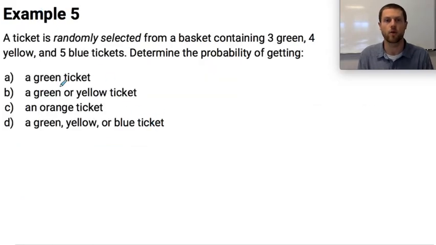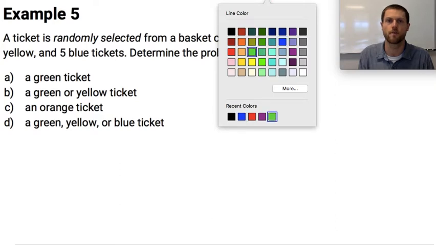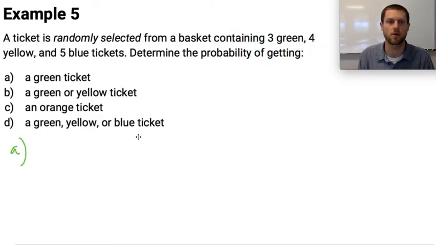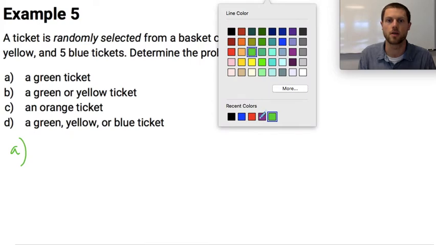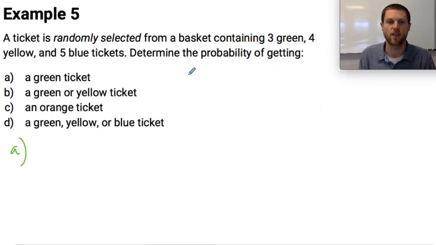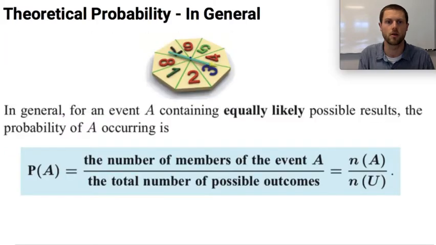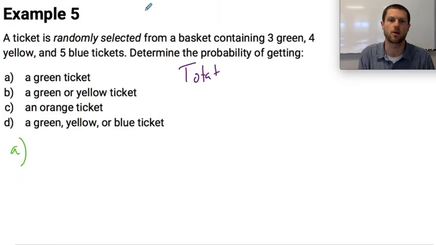We have some ticket randomly selected from a basket containing 3 green, 4 yellow, and 5 blue tickets. We want to determine the probability of all of these items. So let's start off with green. The probability of getting a green ticket. Well, actually, first thing I should do is let's go back to purple here, and let's find out the total number of outcomes. So the total, what did I call it before? The total number of possible outcomes.